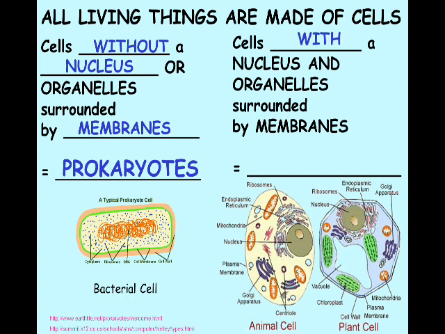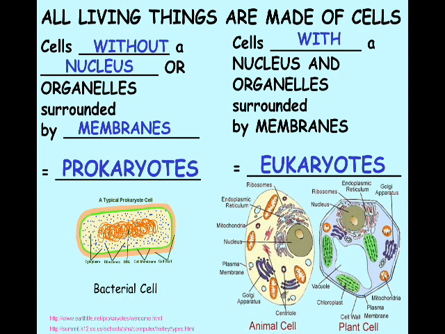Cells with a nucleus that have all those little tiny cell organelles made from membranes, surrounded by membranes, are called eukaryotes. You are a eukaryote. Your cells have a nucleus. DNA is enclosed in a nucleus, and you have little cell parts inside of your cells that have different functions.